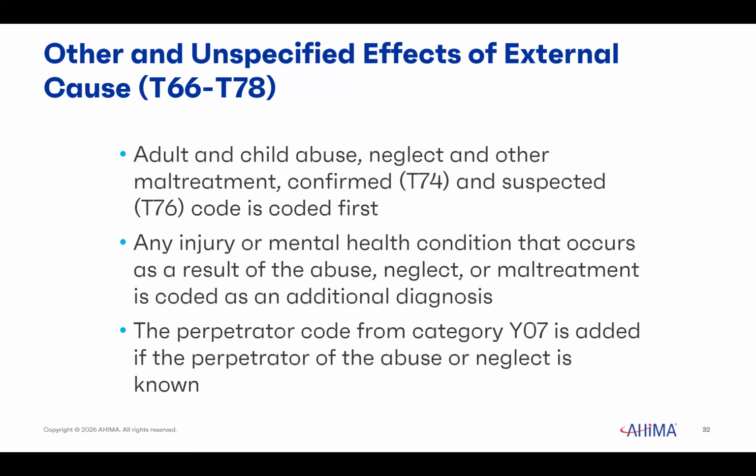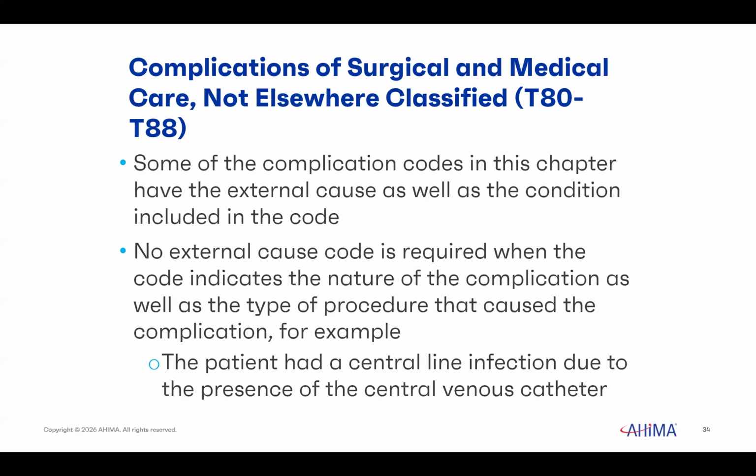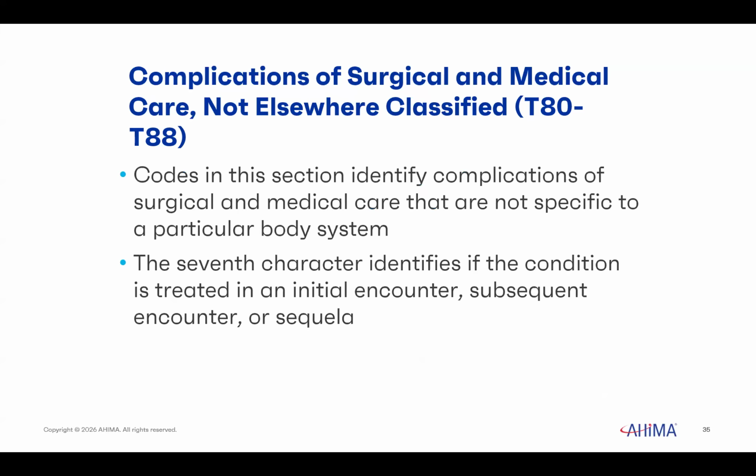Now we're going to talk about complications of medical and surgical care. These codes describe complications of, of course, medical and surgical care. There must be clear provider documentation when linking the condition to the care that was provided. It's totally based on the provider's documentation. Some of these complication codes already include the external cause, like a catheter-related infection. So we don't need any other external cause code because it's already included in the code. These complication codes require a seventh character to show whether the encounter is initial, subsequent, or for sequela.